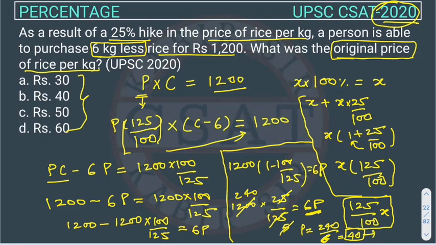So what is he asking? He is asking only the original price. So the original price is 40. So this is our answer. If you can understand this thing, you can solve all questions. In this question, he is asking about only the original price, right?